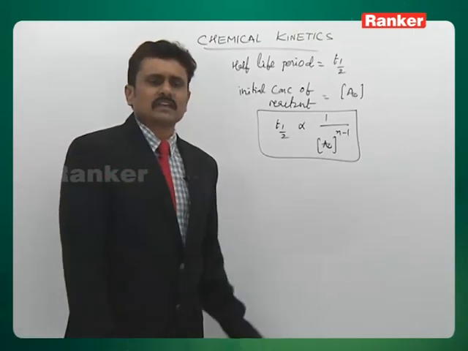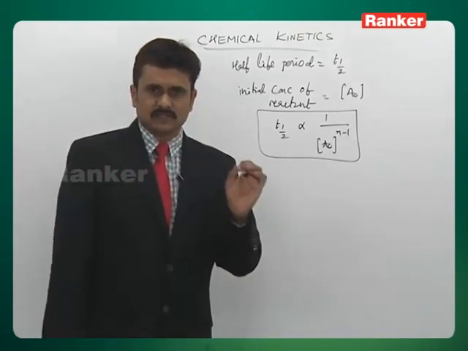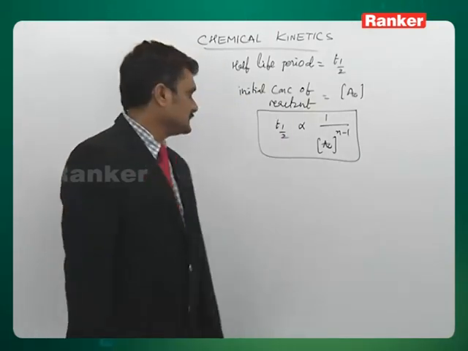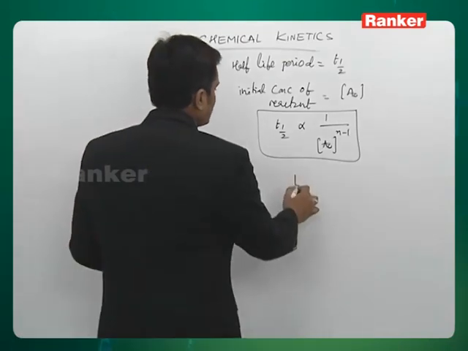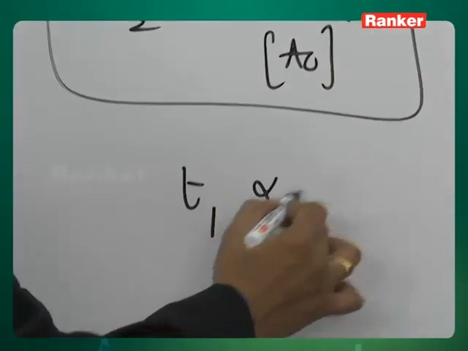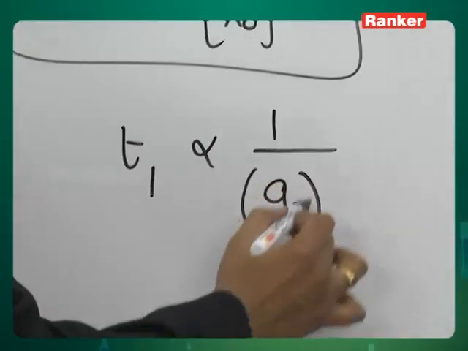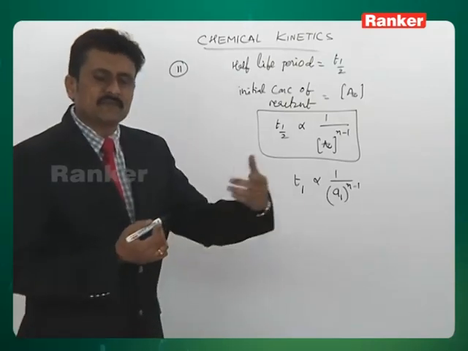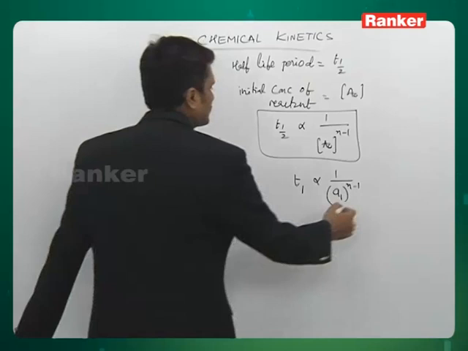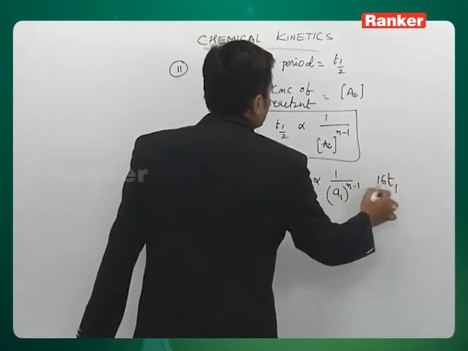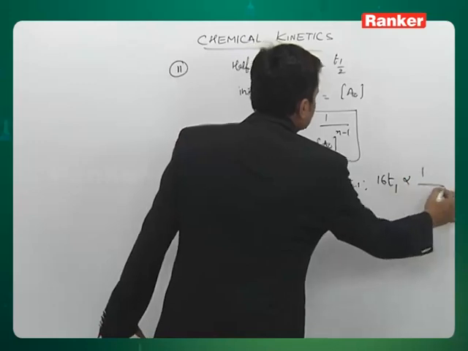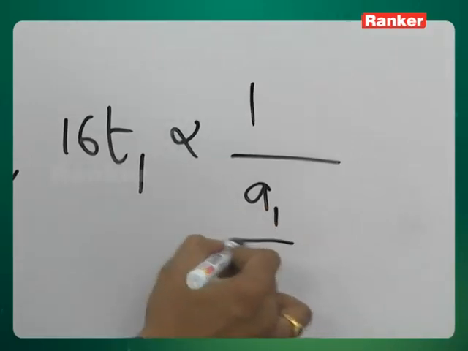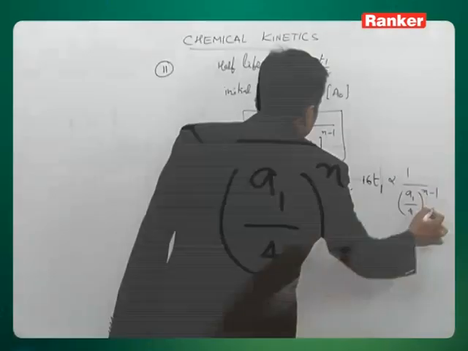Now, it is given in this question that the time required for the completion of half of the reaction, that is nothing but the half-life period, is increased by 16 times when the initial concentration was reduced to 1/4. Now, when I assume that the initial half-life period is T1 and the initial concentration of the reactant is A1, it said that the half-life period is increased 16 times. I mean to say it has become 16 times T1 when the initial concentration of the reactant is reduced to 1/4. What I mean to say is that A1 has become A1 by 4 whole power n minus 1.